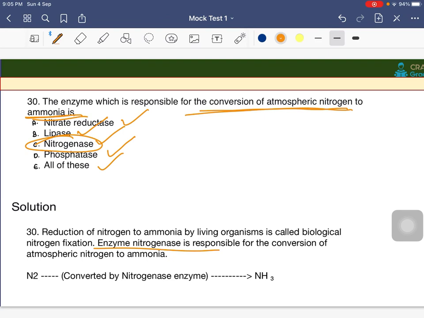I already explained the nitrogen cycle several times. There is no need to explain it again in this one, right?